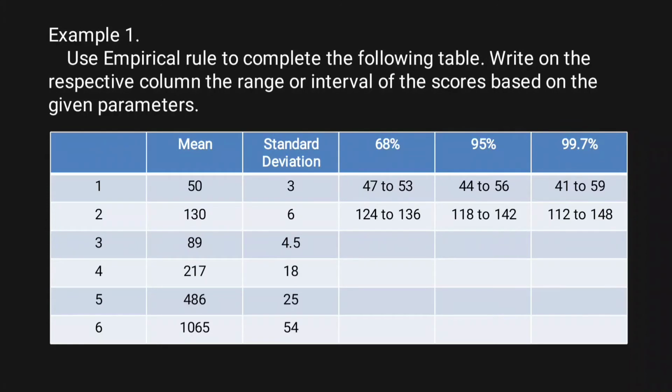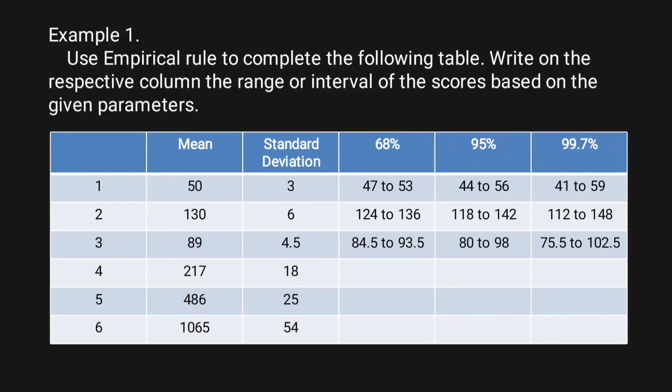Okay, so another example. So we have standard deviation is 4.5, mean is 89. So subtract 4.5 and then add 4.5. So the 68% is 84.5 to 93.5. So subtract the standard deviation, minus 4.5, plus 4.5. So therefore the 95% is 80 to 98. Repeat the process. Subtract and add the standard deviation to get the 99.7%. We have 75.5 to 102.5.